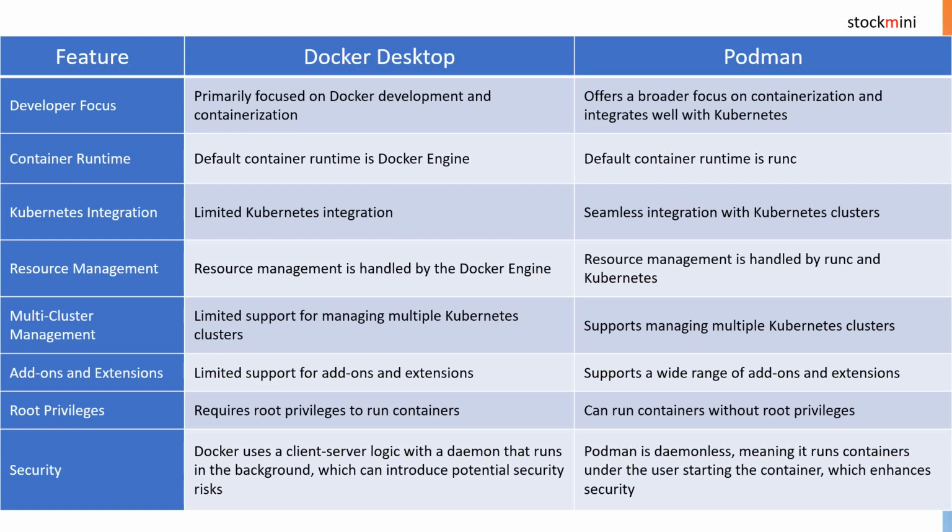Conclusion. In summary, Docker Desktop is a preferred choice for developers focused primarily on Docker development and containerization, providing a user-friendly interface. On the other hand, Podman is an excellent choice for developers seeking a lightweight, secure, and Kubernetes-friendly container runtime, with a broader focus on containerization.